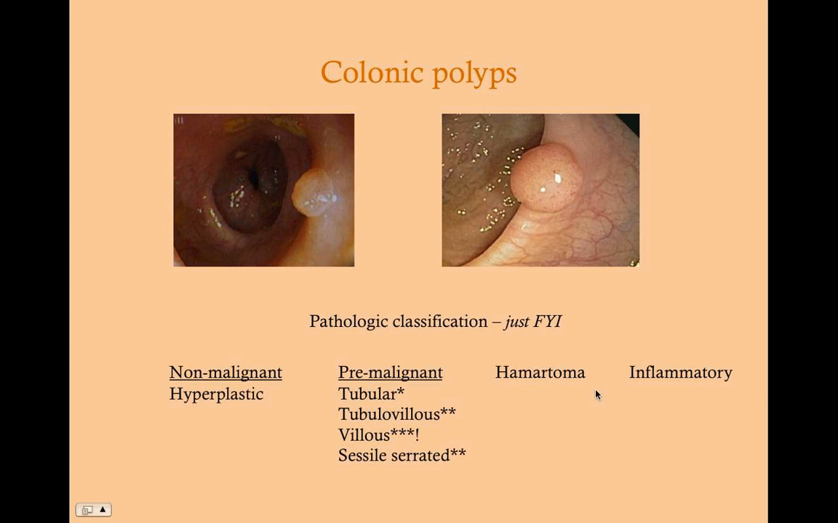Now, this is just FYI. These are four of the different types of colonic polyps. What you should know, though, is the hyperplastic polyps, those are not malignant. So those are the, quote unquote, good polyps. You still have to reassess those patients in 3 to 5 years, though. The pre-malignant polyps, or the bad polyps, are tubular, tubulovillous, villous, and sessile serrated. And villous are the worst. So these are the ones that are most likely to turn into colon cancer because they have the highest amount of surface area. So villous are villainous.